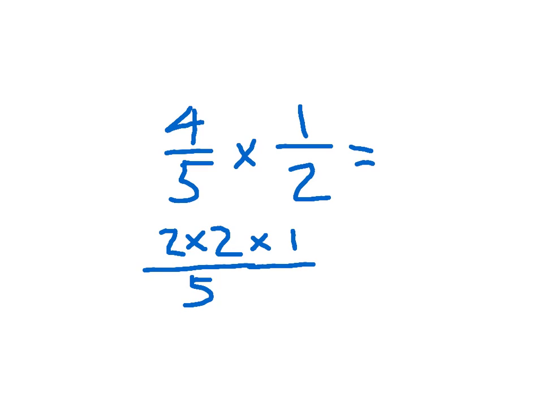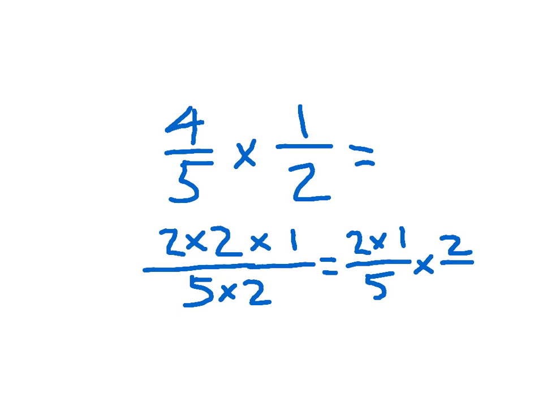So the numerator of this fraction would be 2 times 2 times 1, and the denominator would be 5 times 2. At this point, in the numerator and denominator, we have some common factors. This times 2 here, and times 2 here. I think you would agree that what I have written right now is also equal to this here: 2 times 1 over 5, and 2 times 2 right there.